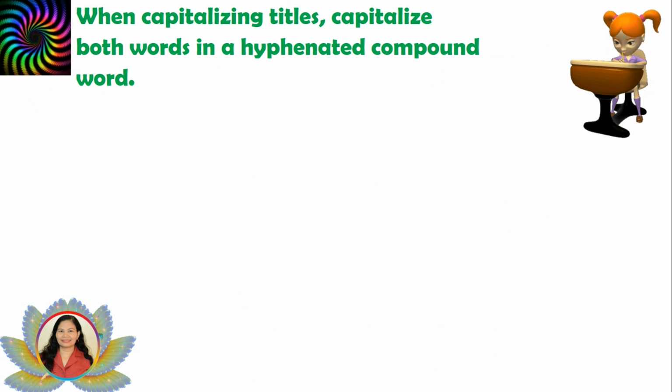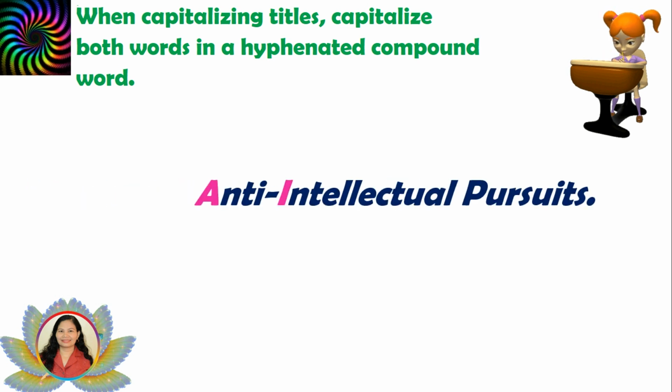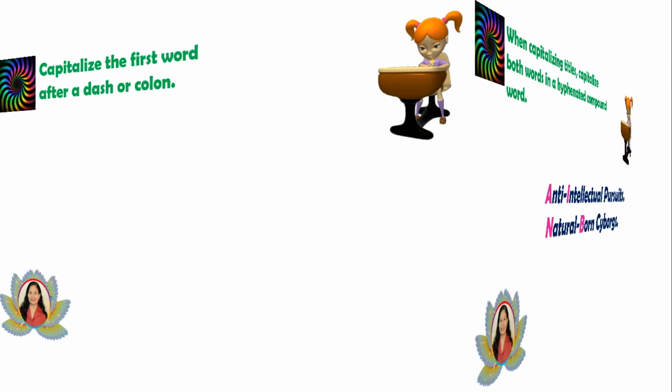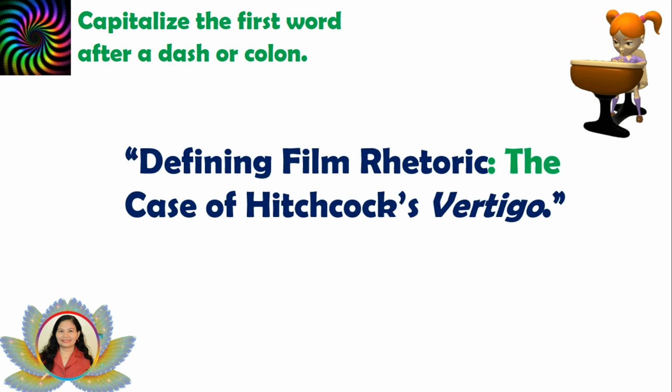When capitalizing titles, capitalize both words in a hyphenated compound word. Anti-Intellectual Pursuits. Anti-intellectual is a hyphenated word, therefore capitalize both the beginning letter of anti and intellectual. The same is true with Natural-Born. Capitalize the first word after a dash or colon. The article the is the word after a colon, so capitalize the letter T.